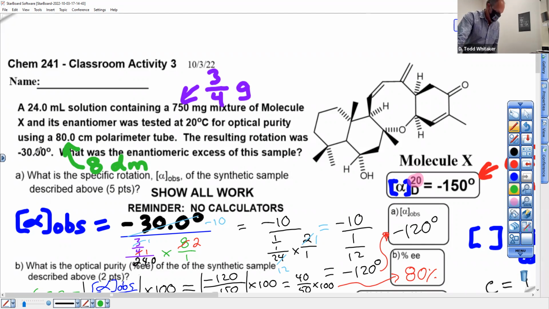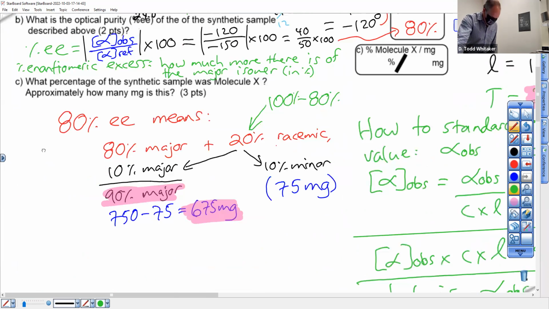That's the one that rotates positive. The only way to get a positive rotation there is to have more of the molecule that rotates in a positive direction. Make sense? So it's just signs match or they don't. If they match, the major is the molecule that's pictured, molecule X. If these signs do not match, then the major 90% would be the enantiomer. But the signs did match, so the 90% is molecule X.